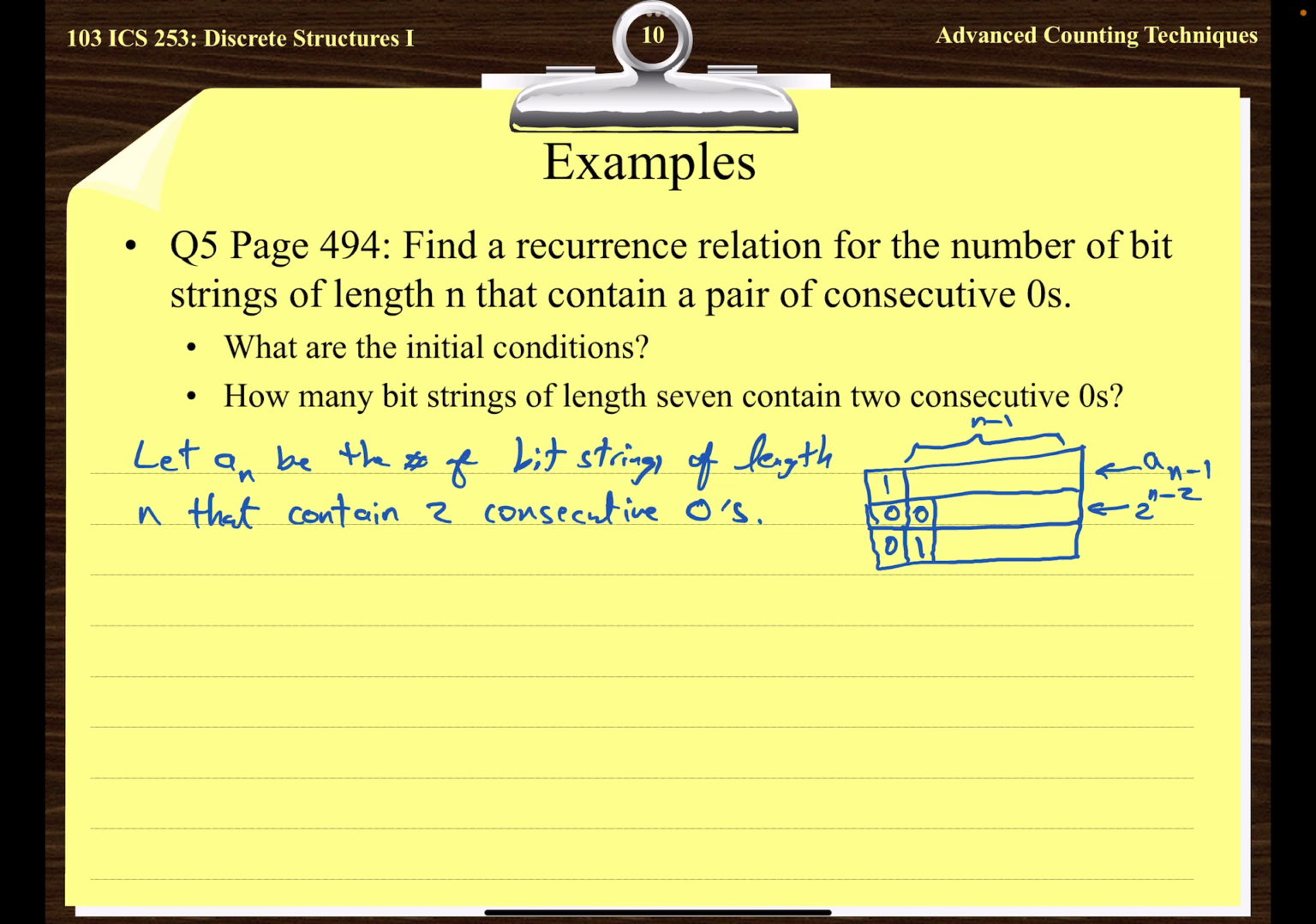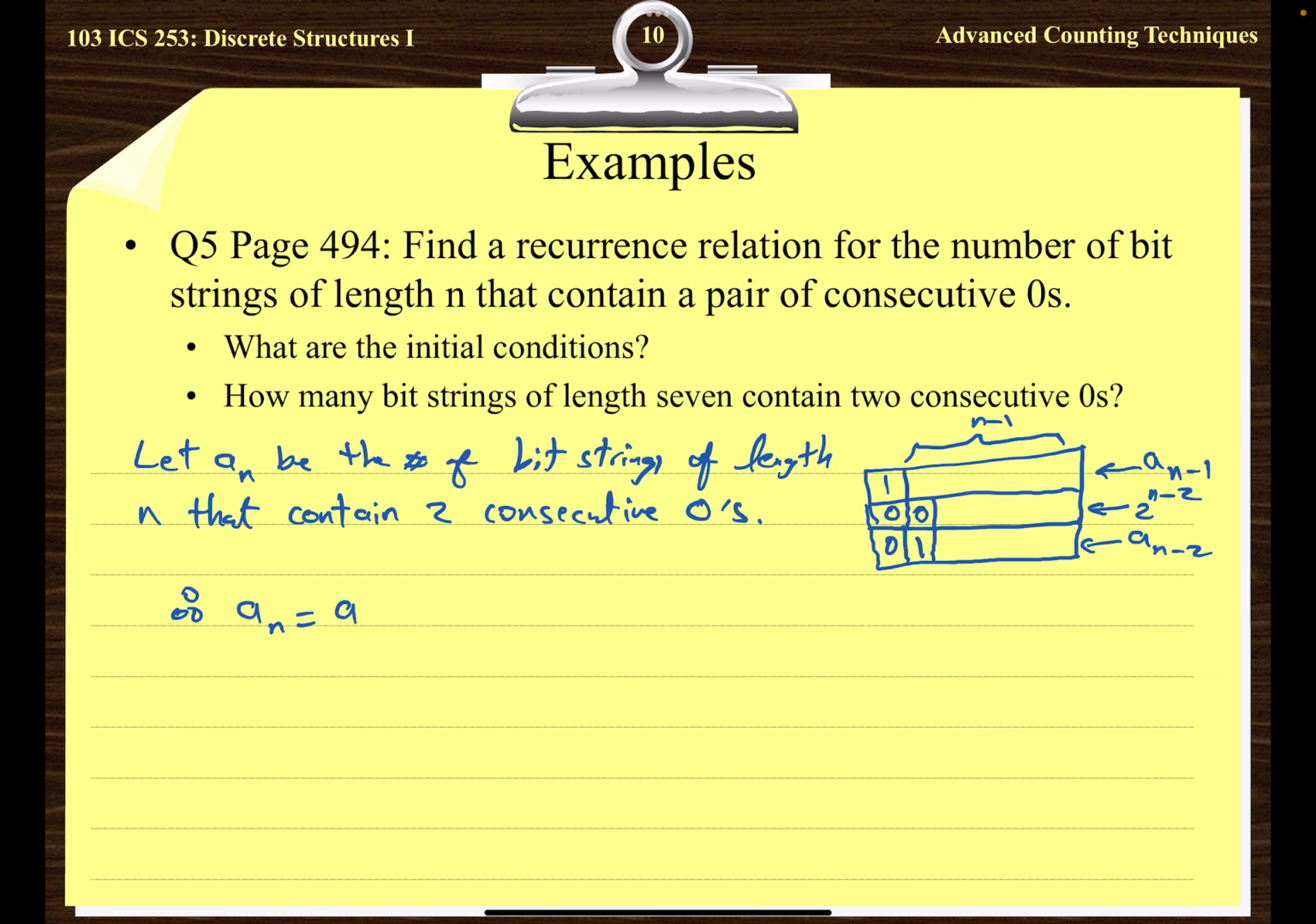Right? Okay. What about here? It's an minus 2, because here I have a 1. So how many do I have of length n that start with 0, 1 and have two consecutive zeros? Well, it's exactly the same as the number of bit strings of length n minus 2 that have two consecutive zeros. Okay? So therefore, what is the value of an?